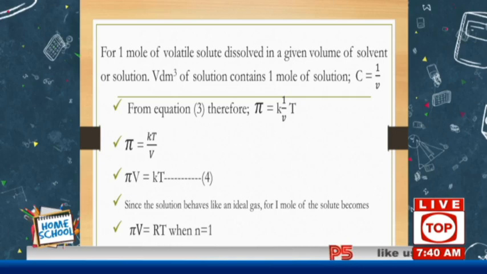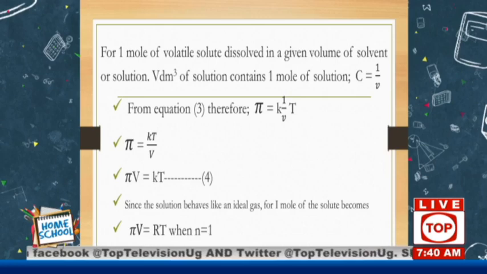So you find that if V is in meter cubed, we shall use the value of R as 8.314. If V is in decimeter cubed, we shall use the value of R as 0.8314. Okay?